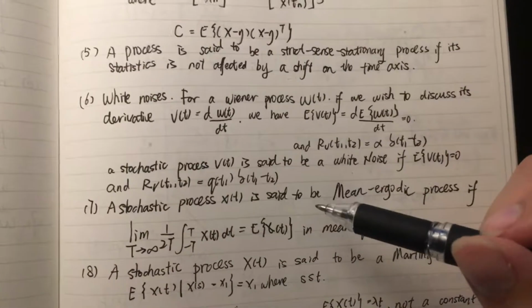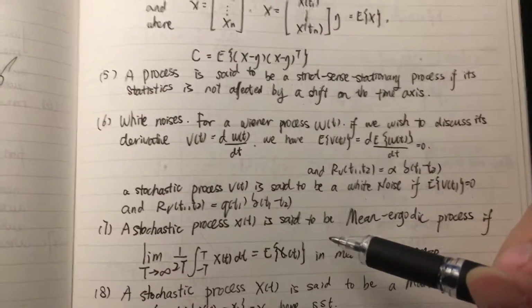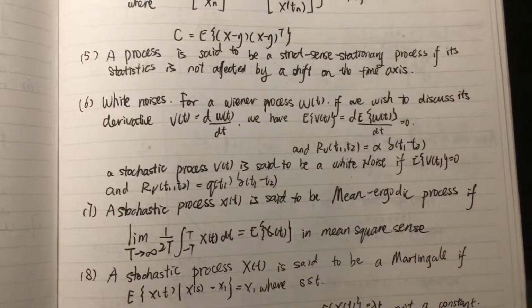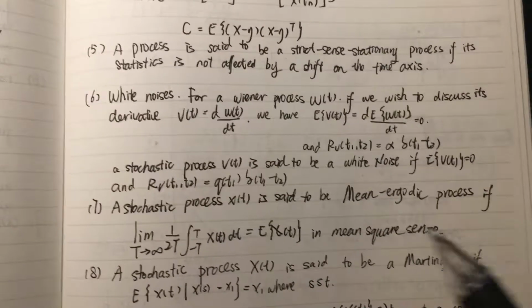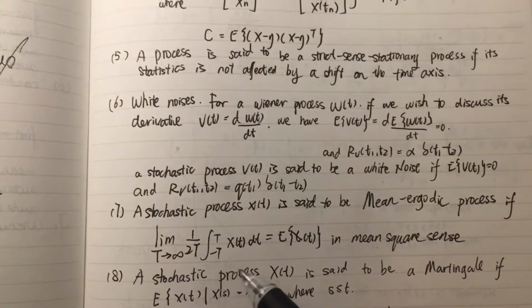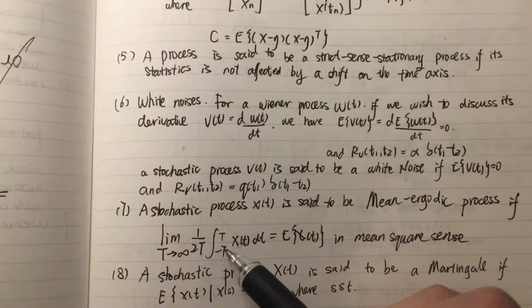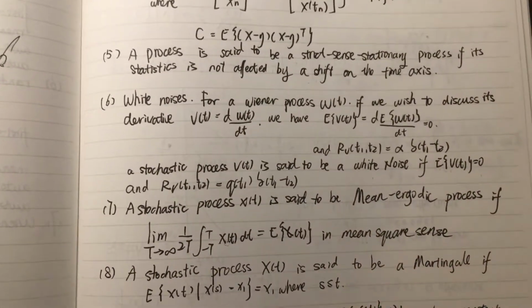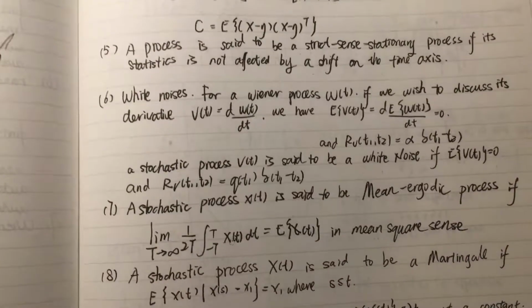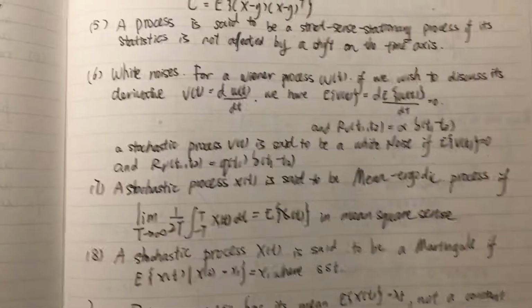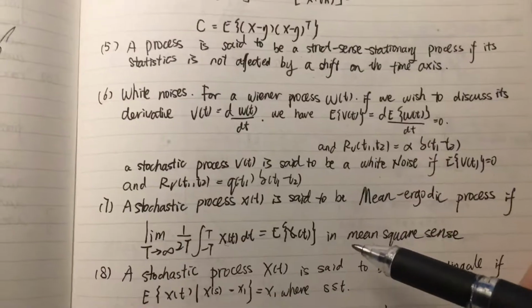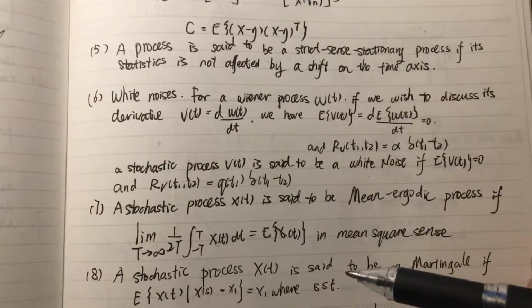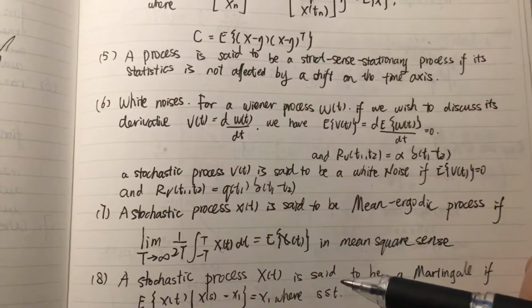And the seventh is the mean ergodic process. This is a stochastic process which has a limit when t goes to infinity: we take the limit of 1 over 2T times the integral from minus T to T of x of t, and it is exactly equal to its mean, also in the mean square sense. And this stochastic process is called a mean ergodic process.